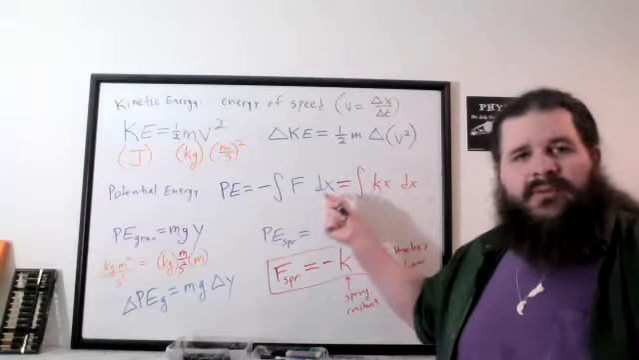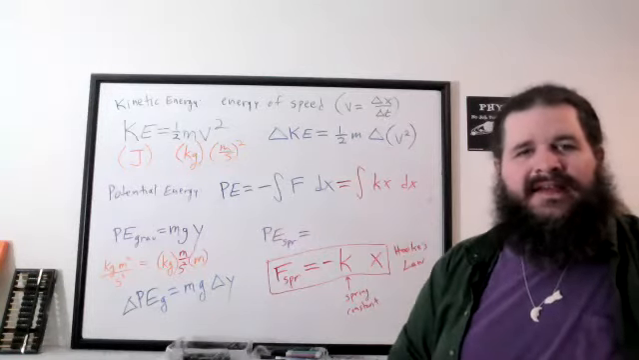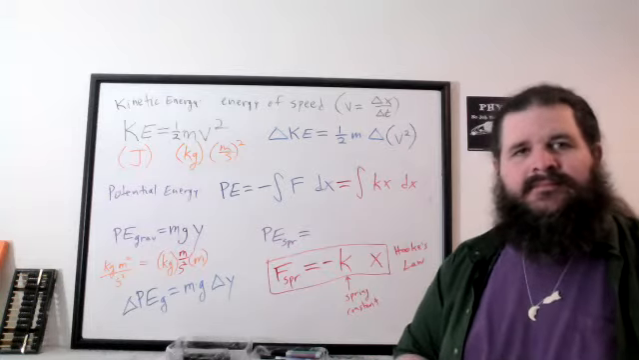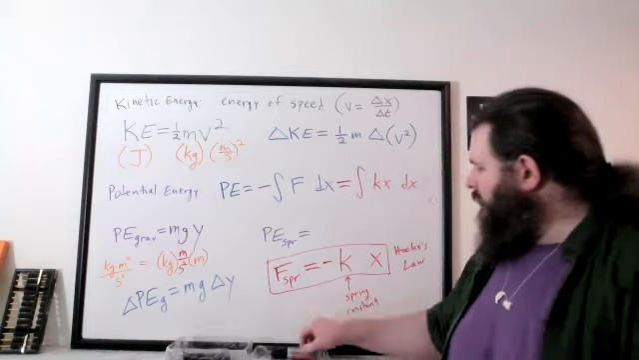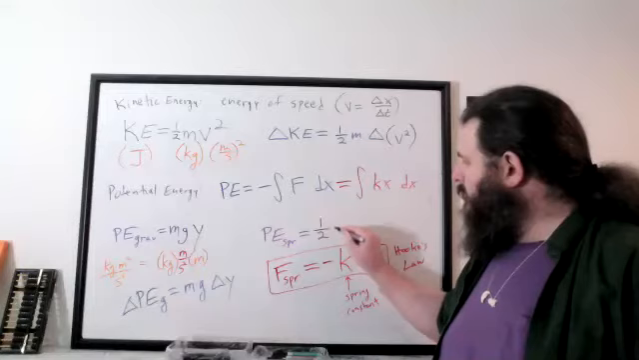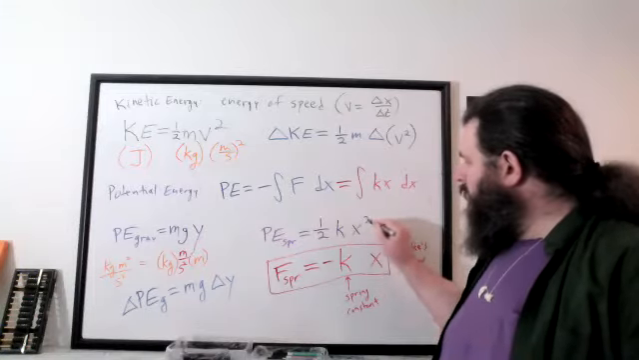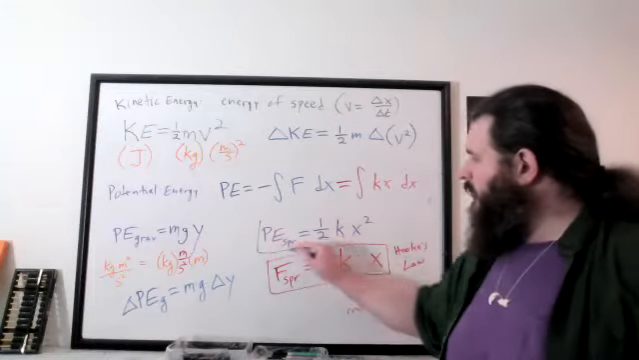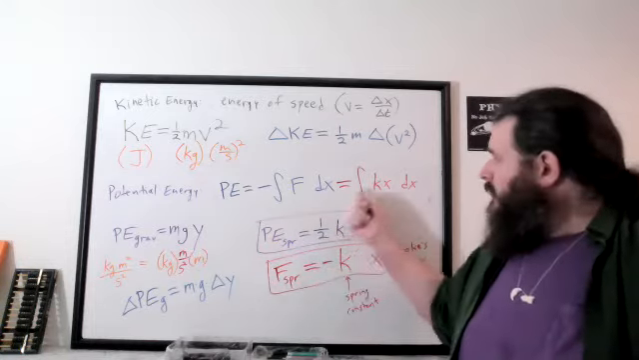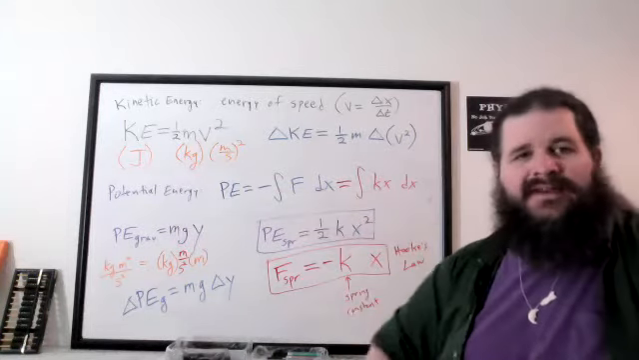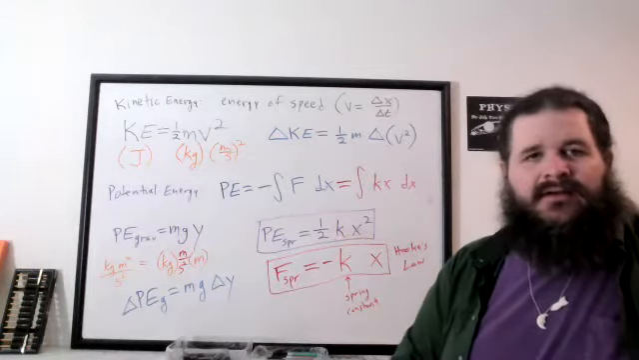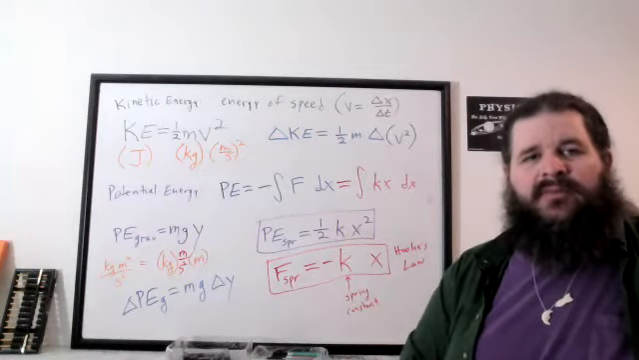k is a constant, so you can pull that out. What's the integral of x dx? 1/2 x squared. Right, so we get 1/2 times k, a constant, times x squared. So this is where the formula for spring potential energy comes from. If you start with the formula for force of a spring, then take the negative integral of that, which is how we define potential energy in the first place, then you end up with 1/2 kx squared. So that's the formula we can use for potential energy of a spring.